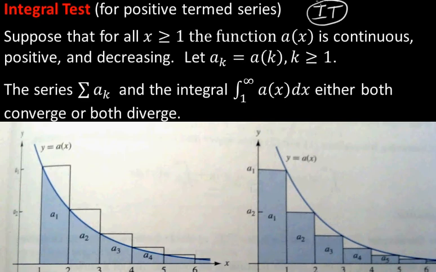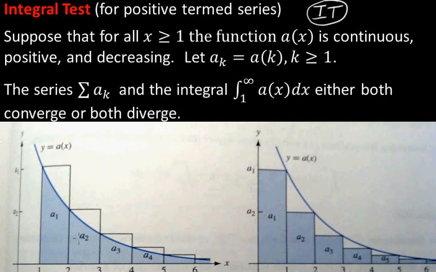So then suppose that the terms of our series are a of k: a of 1, a of 2, a of 3. For example, if f of x was 1 over x, then a of k is the harmonic series, 1 over 1, 1 over 2, 1 over 3, etc. So the series sigma a sub k and the improper integral from 1 to infinity either both converge or they both diverge. This is how the proof would go down here. It's easy to see.